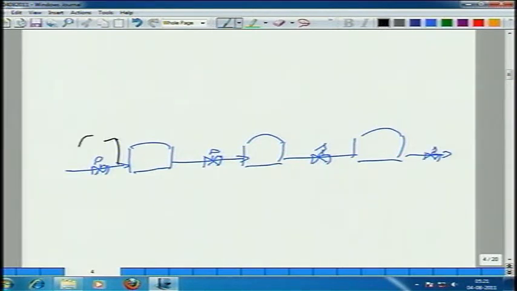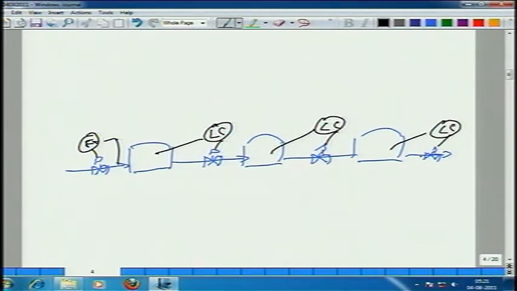I can do this, set the feed here, and then what I have is level control this way, level control this way, level control this way. This is one way of doing it. Yeah.